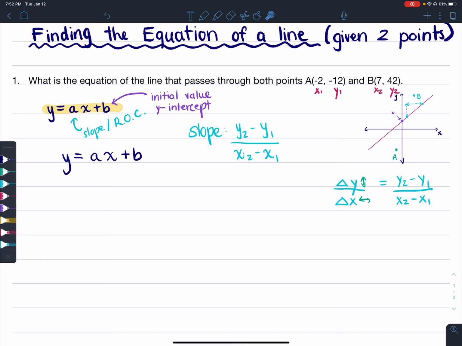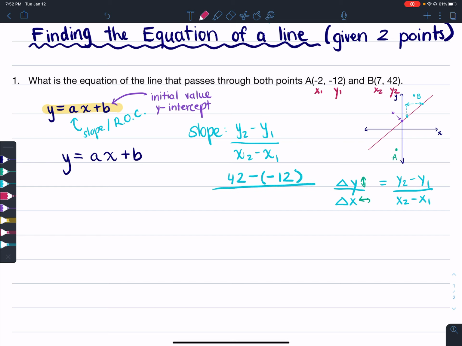And this is actually harder than you would think because of all of these negatives on the A side. You have to be very, very careful with those negatives. So B gives us y2 of 42, and y1 comes from A. So this is where we have to be careful. y1 is negative 12, but the formula already has a negative in it. So you're going to get minus negative 12.